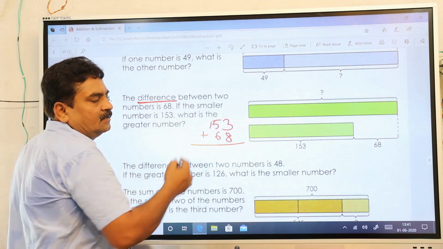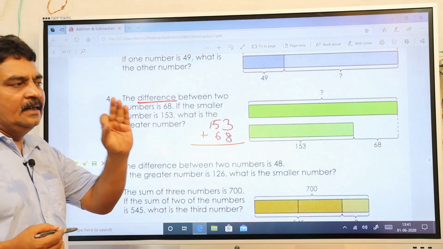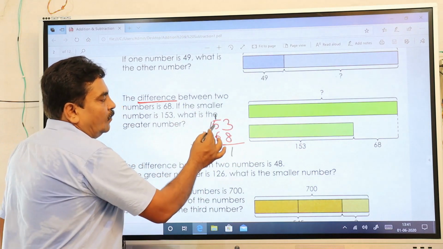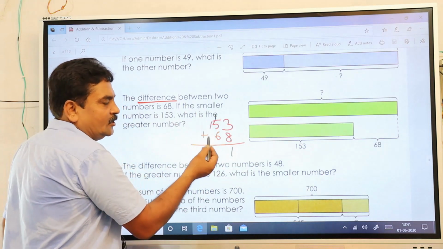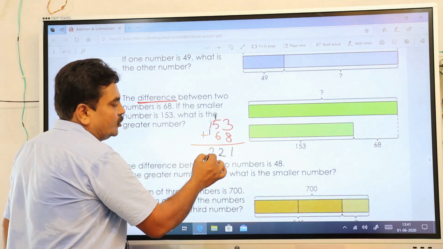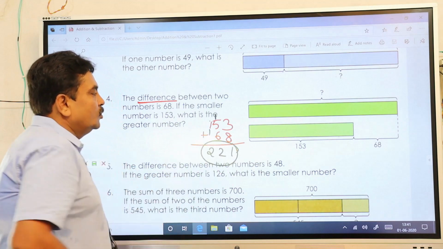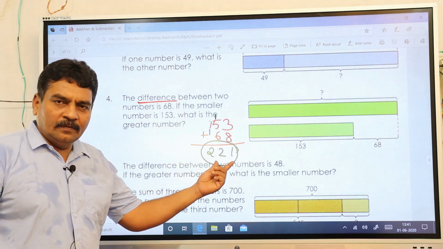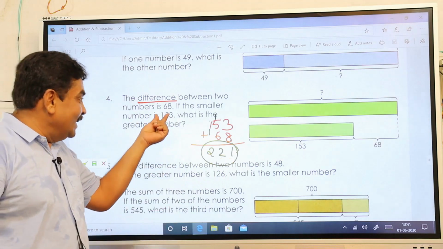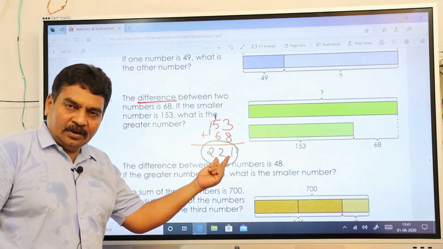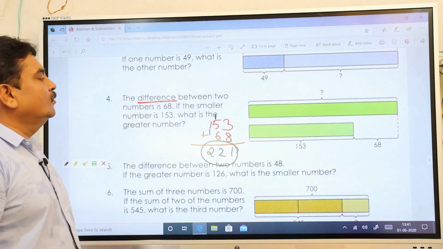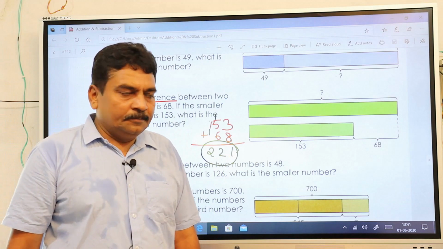See, 8 after 3, 8 after 9, 10, 11. 1, and you take another one, carry here. Now 5 plus 1 is 6. 6 plus 6, 12. 12, carry 1. So 1 plus 1 is 2. So the bigger number is 221. The smaller number is 153. When you subtract 153 from 221, you get 68. In that way, you have to understand.